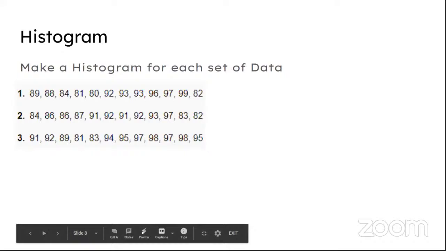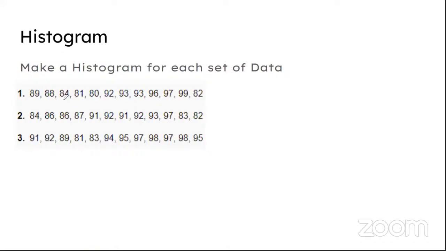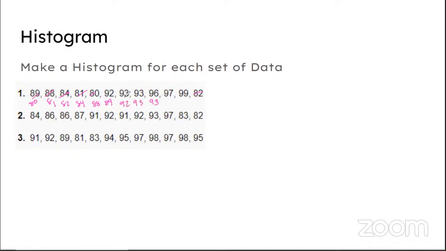So we're going to make a histogram for each set of data. All right. First, we need to order it. That's always the first step. So we're going to do 80, 81, 82, 84. Those are all 90s. 88, 89, 92, 93, 93, 96, 97, and 99.